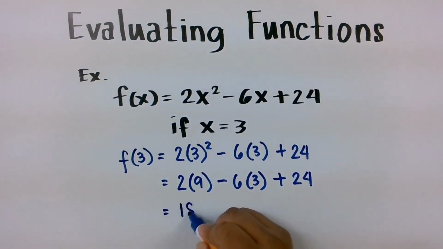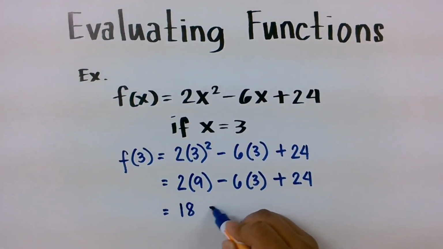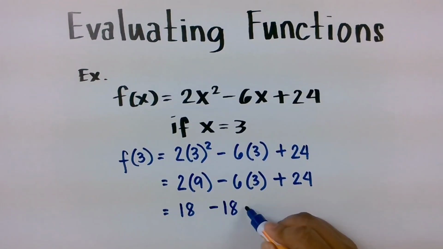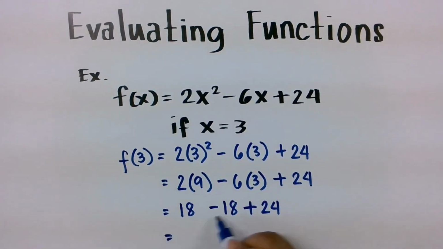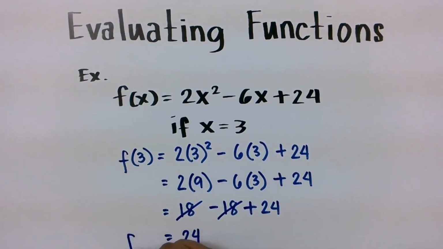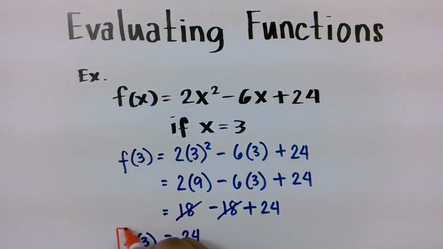2 times 9, 18. Negative 6 times 3. Okay, negative 18 plus 24. Okay. So, positive 18, negative 18, cancel yan. So, 24 na lang ang matitira. So, the value of our function here, where x is 3, is 24. Okay?